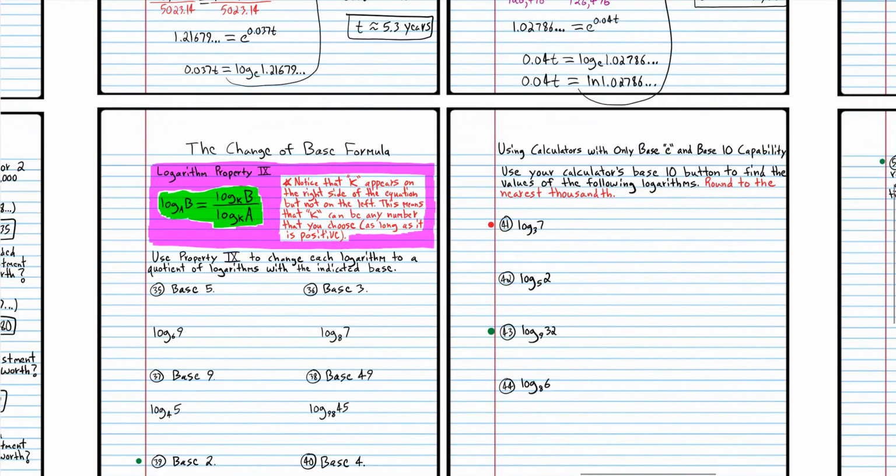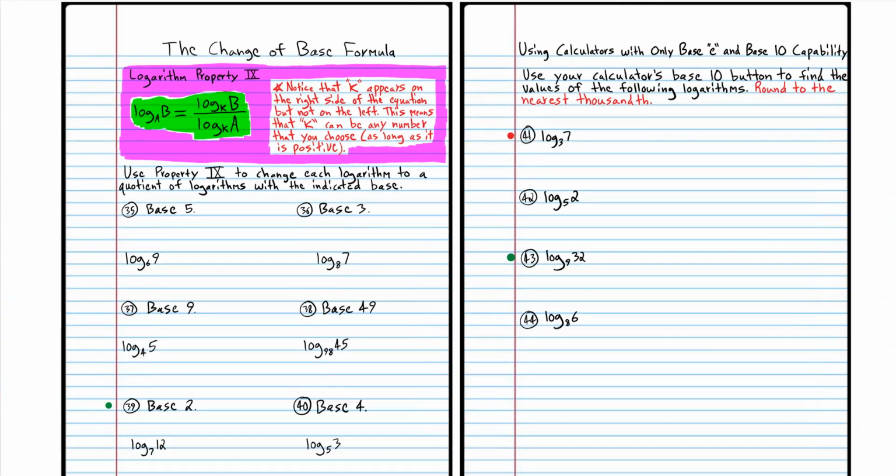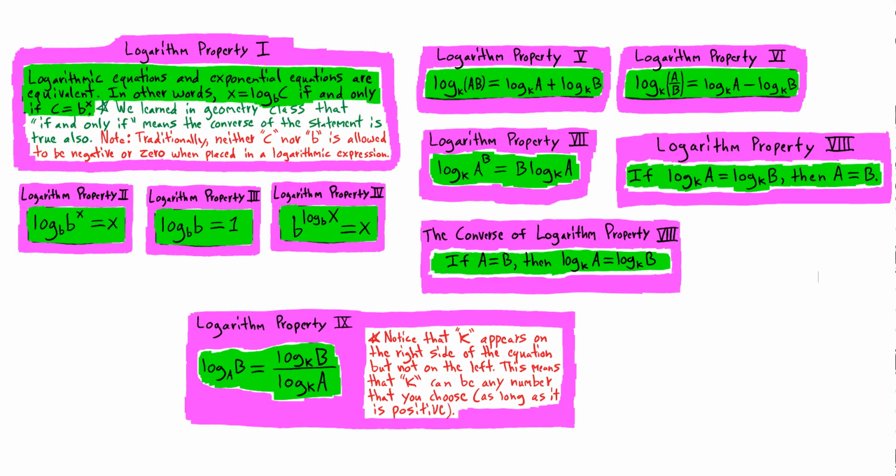So now we're going to go to something called change of base. This is the last logarithm property we're going to learn in my curriculum. So this is logarithm property 9. So here's a list of all the logarithm properties that we learned. Some of these are more important than others, but you can reference that if you want.